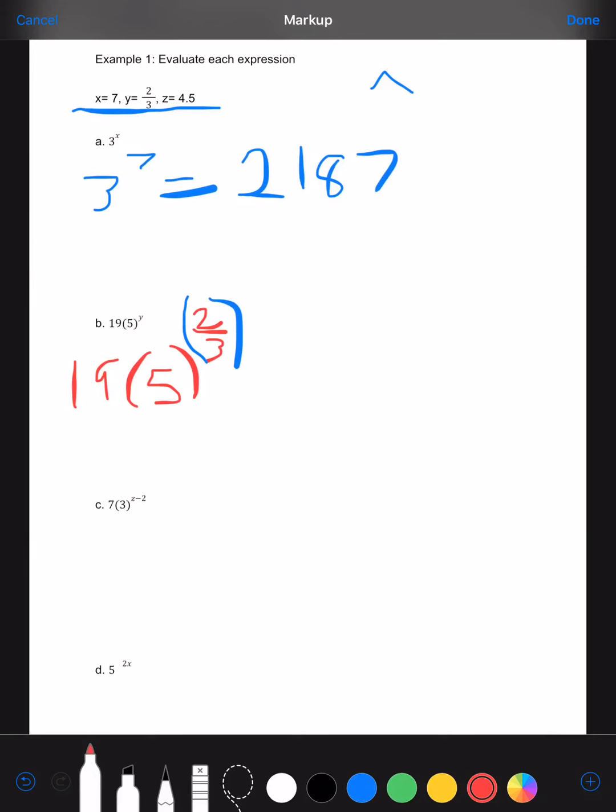To type this in, we're going to do 19, parenthesis 5 close parenthesis, our up arrow again, and then parenthesis 2 divided by 3, or if you have a calculator that does the fraction, you can do 2 ABC 3, and then you'll hit enter, and we should get 55.56 if we're rounding up.